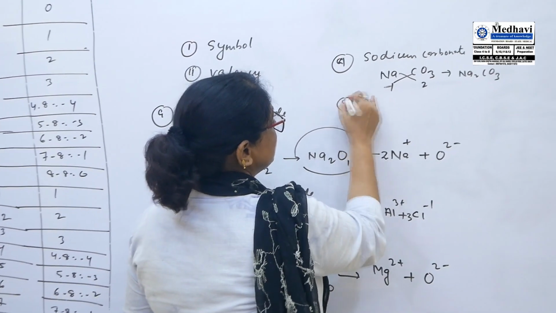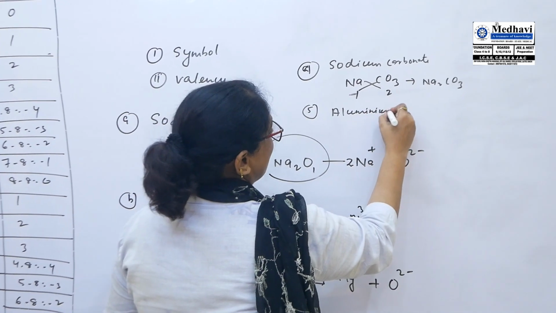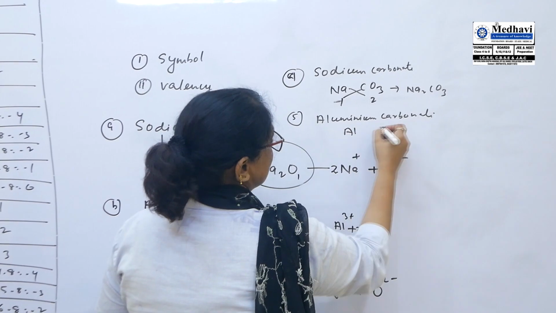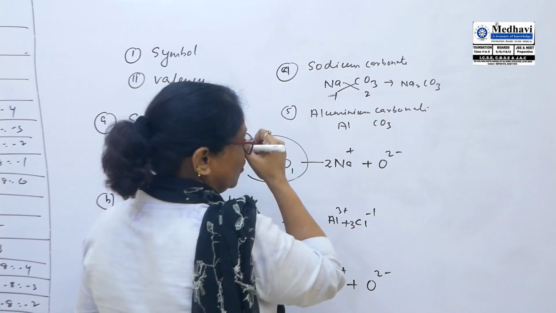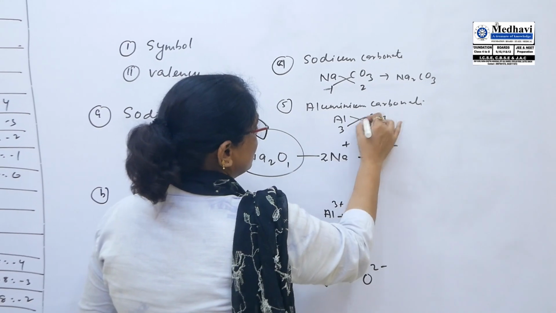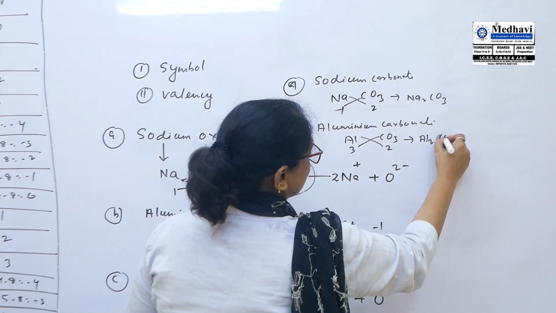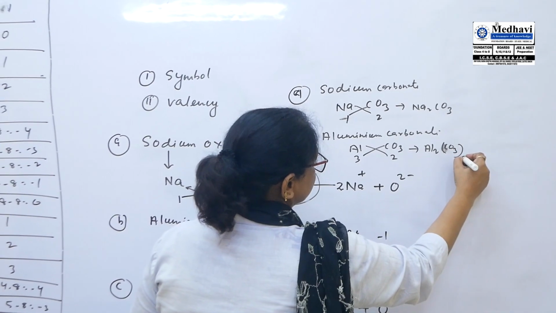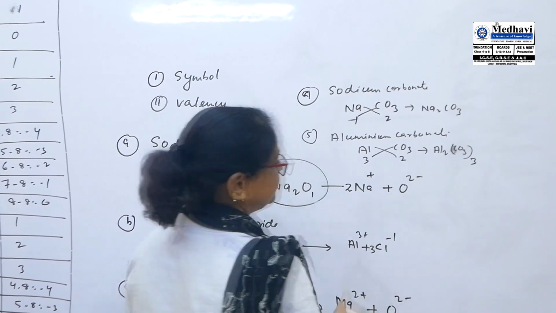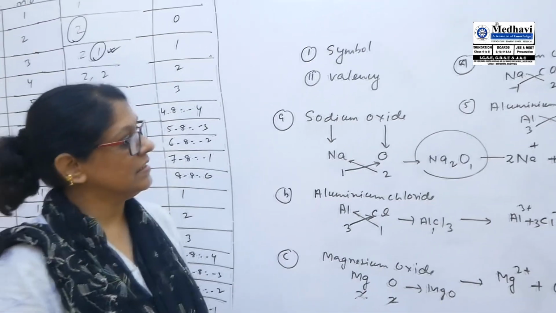Suppose we have to write aluminum carbonate. Again, aluminum is Al and carbonate is CO3. Aluminum's valency is 3 and carbonate's valency is 2. So its formula will be Al2(CO3)3. In this way, we can make the formula of the radicals.